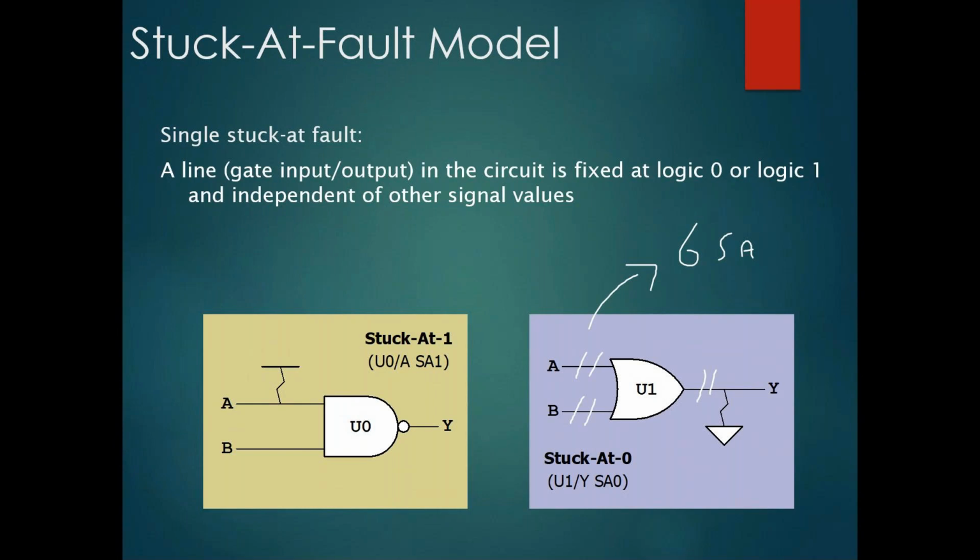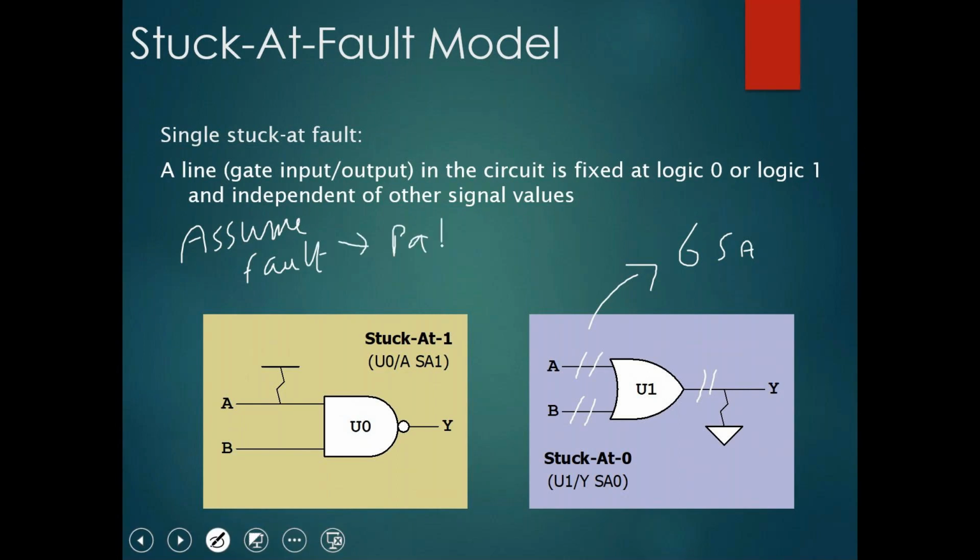I'll repeat it again. We are assuming there is a fault and we are writing a test vector and we are giving it to the testing team. Okay, so if I assume a fault and I write a pattern to test that and I give it to the testing team, now two possible things I have.